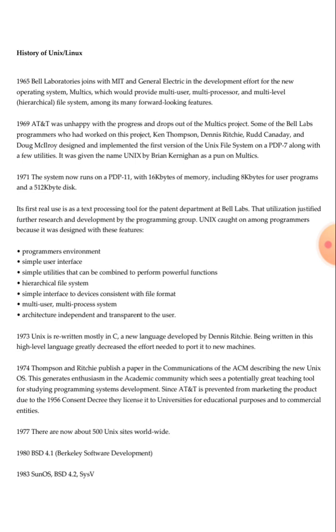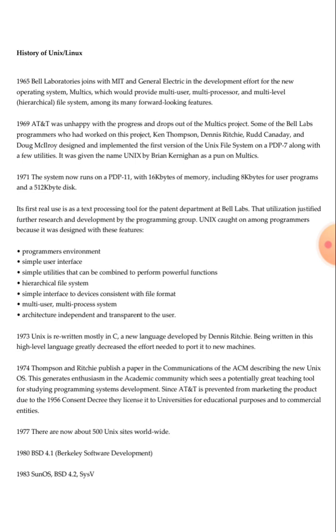So a major company called Bell Laboratories joined hands with MIT and General Electric in the development of a new operating system. They came up with some characteristics, like providing a multi-user facility, multi-processor and multi-level system, which would have add-on features.